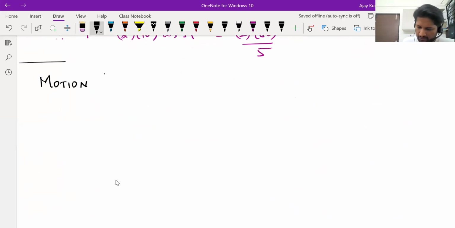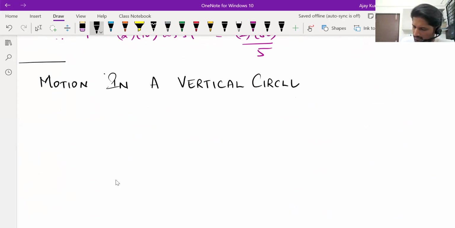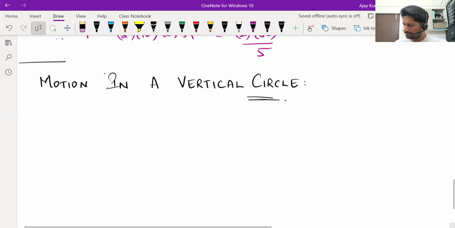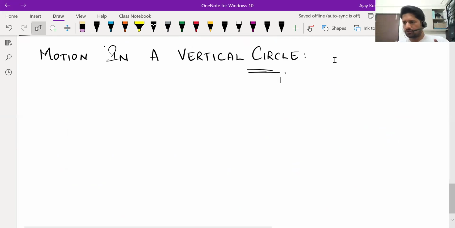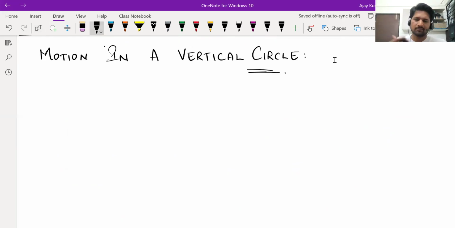Motion in a vertical circle. Very important part of the chapter. Usually, if they want to ask energy conservation based problems, usually they'll ask from this itself. Of course, other concepts are there, but more frequently you get questions from this.